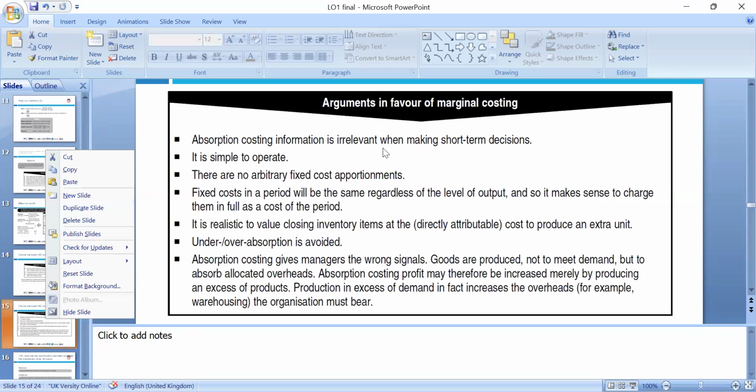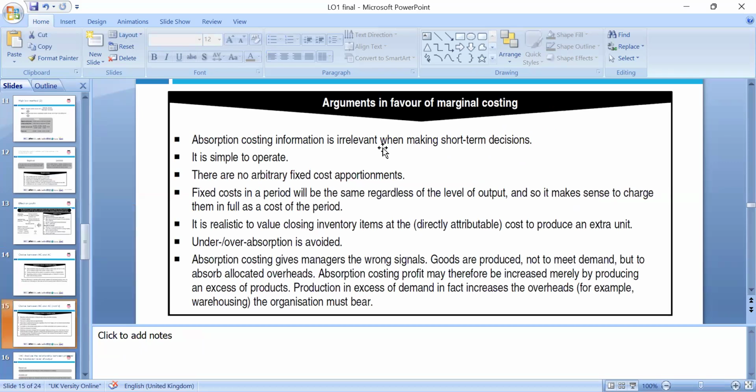So yes, some people say marginal is good, some say absorption is good, but the marginal costing method is quite easy to understand. We don't need to apportion it. We can add it as per unit times how many units, and we're not looking at over or underestimation. But with absorption costing, we do estimate things. Okay, so that's what we can look around.